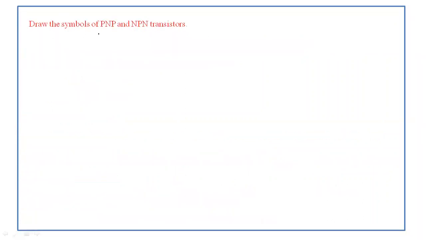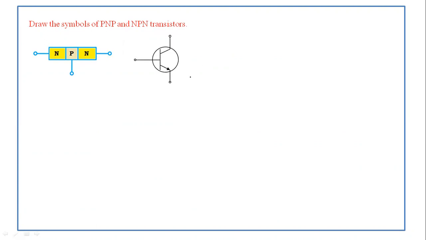Next, draw the symbols of PNP and NPN transistors. So this is the NPN transistor symbol, which has three terminals: emitter, base and collector. Here it is the base terminal, the collector terminal and the emitter terminal. In the NPN transistor, the emitter current direction is outside and the remaining currents are inside. Base current and collector current are inside.